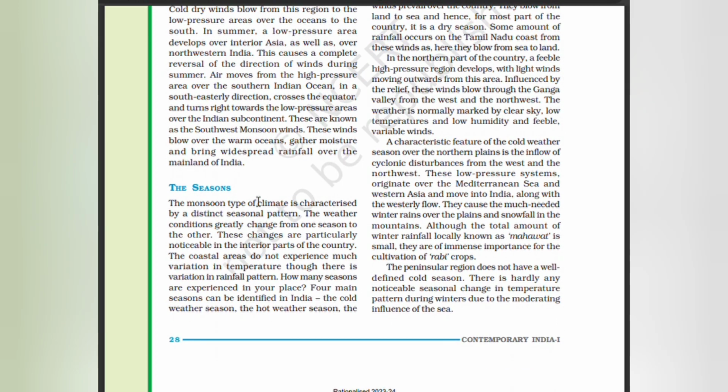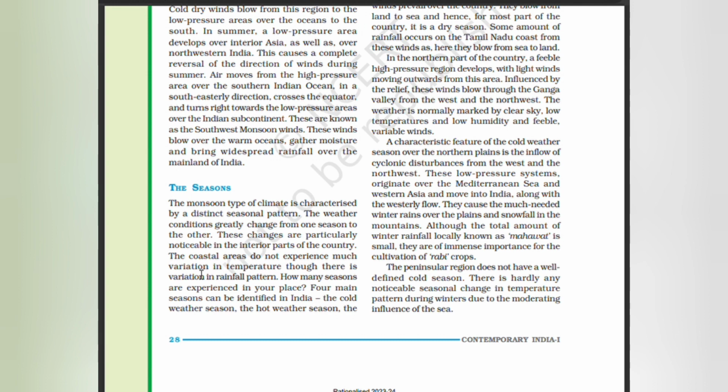The season. The monsoon type of climate is characterized by a distinct seasonal pattern. The weather conditions generally change from one season to the other. These changes are particularly noticeable in the interior parts of the country. The coastal areas do not experience much variation in temperature, though there is variation in rainfall pattern. How many seasons are experienced in your place?